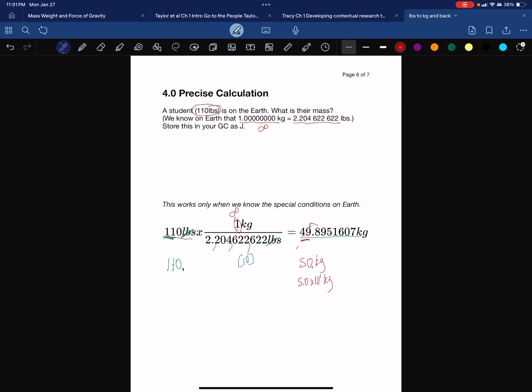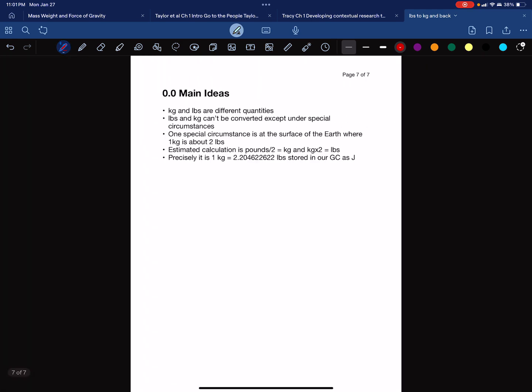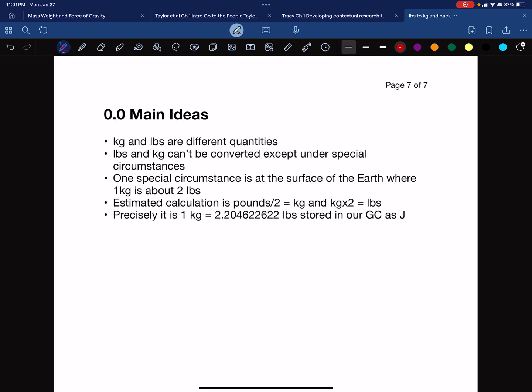So lastly, we want to just go back and revisit what we meant. Pounds and kilograms are different quantities. They're not the same thing. We've got force, and this is mass. They can't be converted except under special circumstance, and that special circumstance is the surface of the Earth, where 1 kilogram is about 2 pounds.